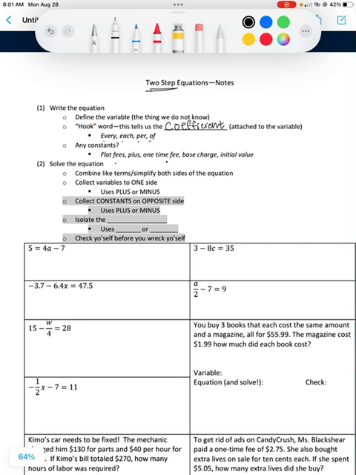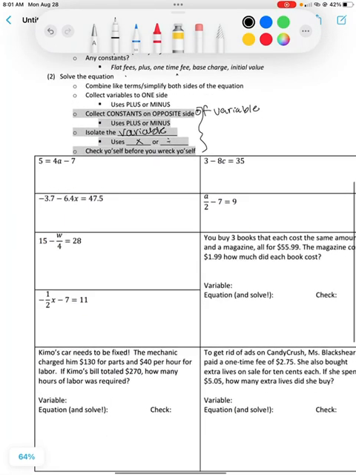To solve two-step equations, we're going to use these 3 steps. First, you're going to collect the constants on the opposite side of the variable. You do that by using plus or minus, and then you isolate the variable by using multiply or divide. And then you want to, of course, check the equation. All right, so let's get started.